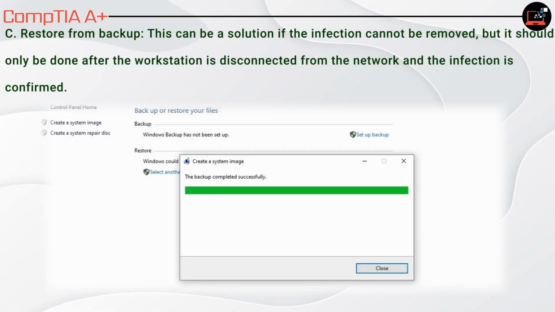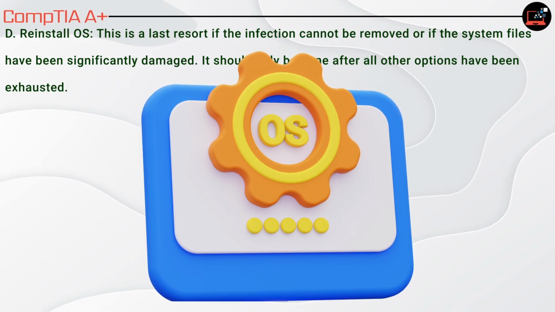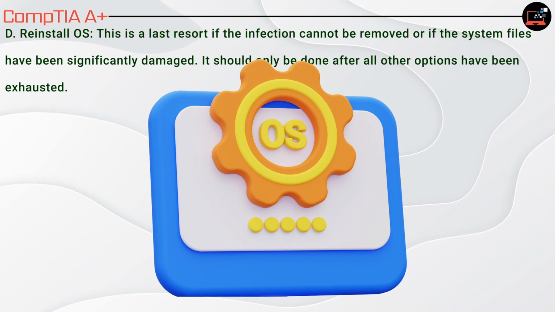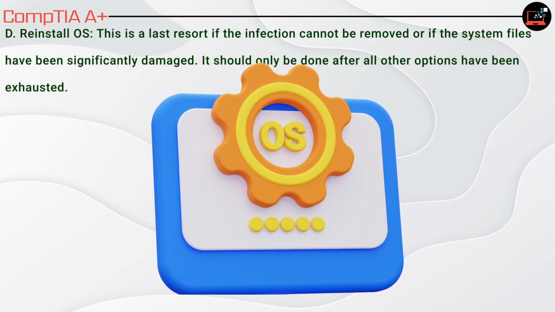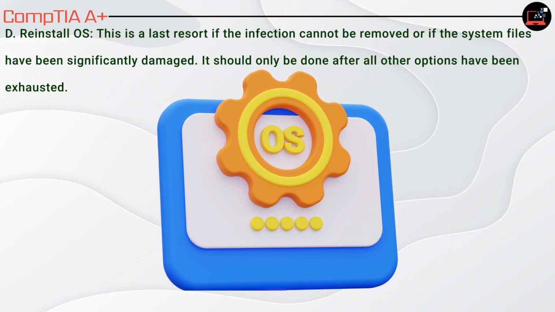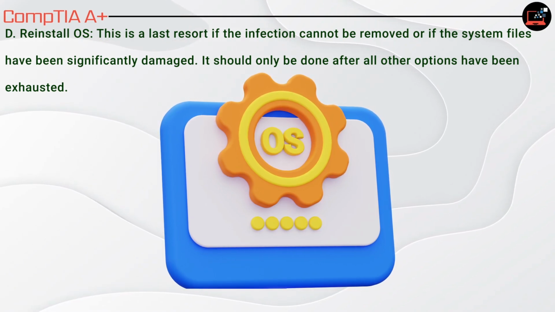C. Restore from backup. This can be a solution if the infection cannot be removed, but it should only be done after the workstation is disconnected from the network and the infection is confirmed. D. Reinstall OS. This is a last resort if the infection cannot be removed or if the system files have been significantly damaged. It should only be done after all other options have been exhausted.